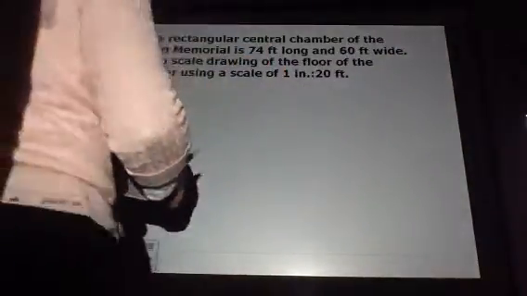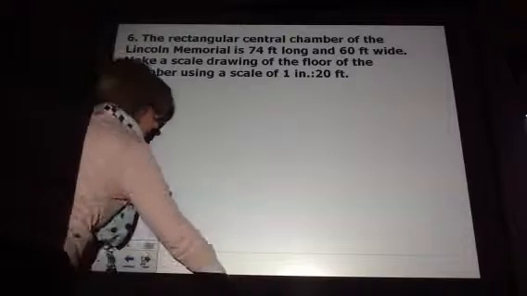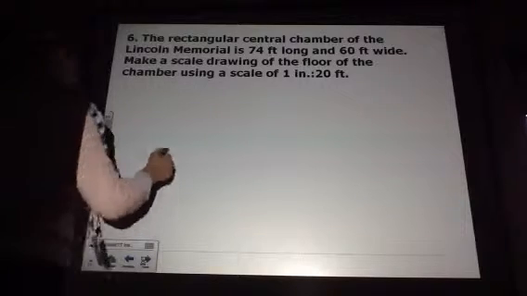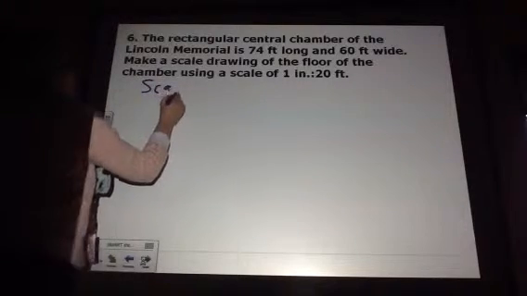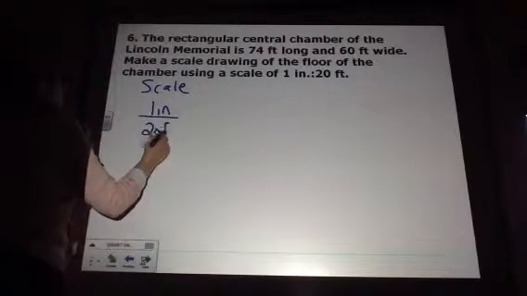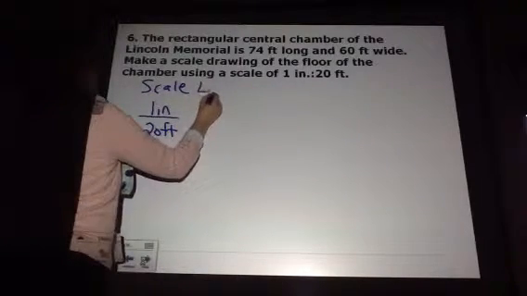Okay guys, this is part 2, 7-5. Kind of what we just did, where you got to find how long and how wide. So go ahead and work it on your own. Set up your scale. So let's do long first.